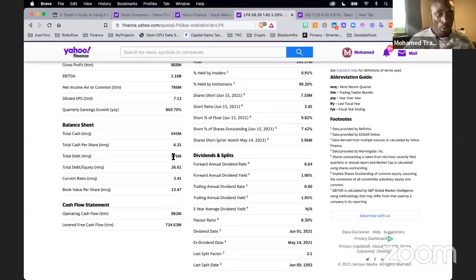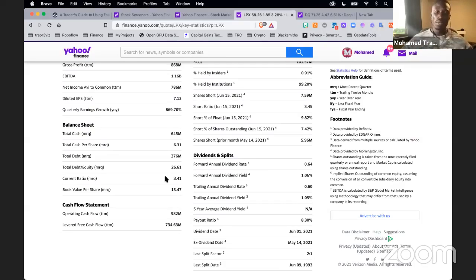Balance sheet, how much cash they have, 645 million on hand. Total debt is 376. Total cash per share, $6 per share. Okay. So that just shows me that they have more cash than debt. All right, that's good. Current ratio.